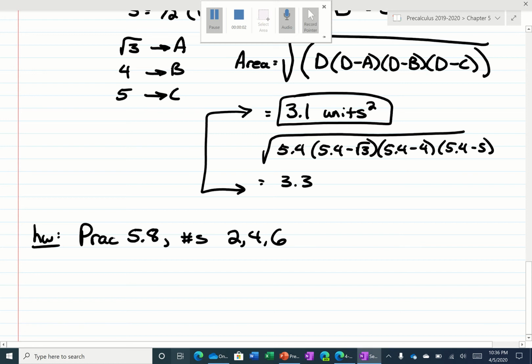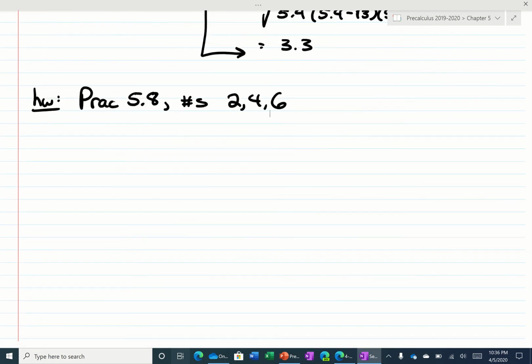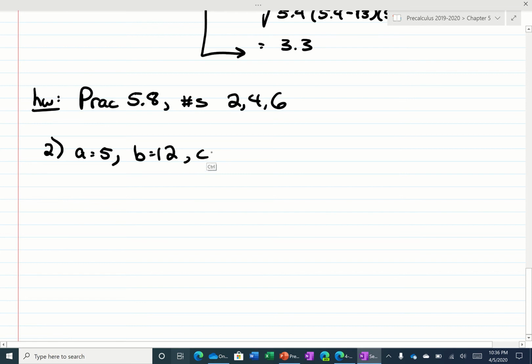All right, so let's go over your practice homework. I asked you to do numbers 2, 4, and 6. So for problem number 2, it says A is 5, B is 12, and C is 13.